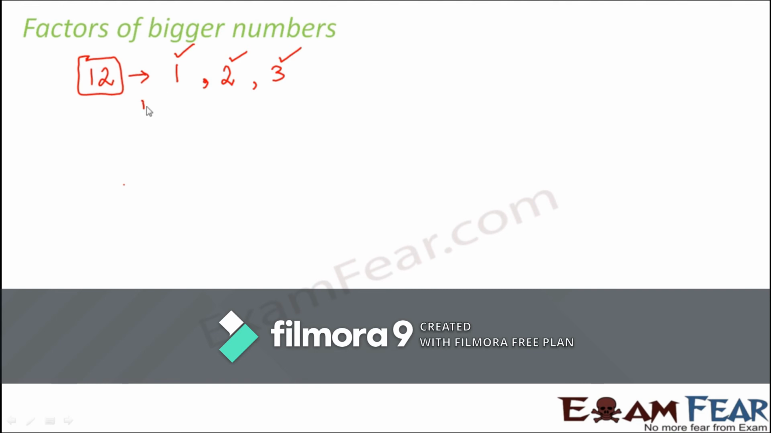Now why 1 is a factor? Because 1 into 12 is 12. Why 2 is a factor? Because 2 into 6 is 12. Why 3 is a factor? Because 3 into 4 is 12. 4, yes, 4 is a factor because 4 into 3 is 12. What about 5? Is 5 a factor? No, because 5 doesn't divide 12 exactly. What about 6? That's true, 6 into 2 is 12, so 6 is also a factor.